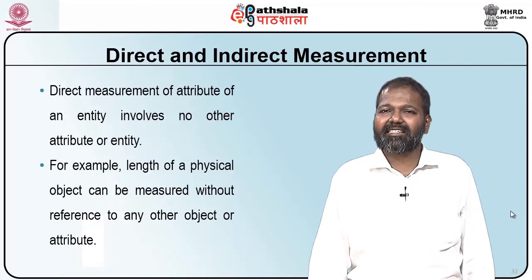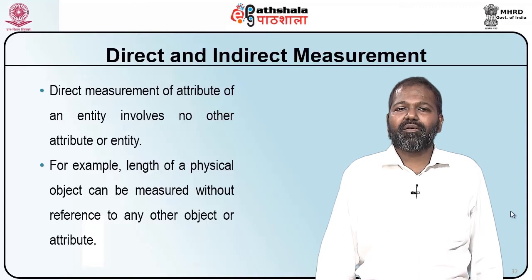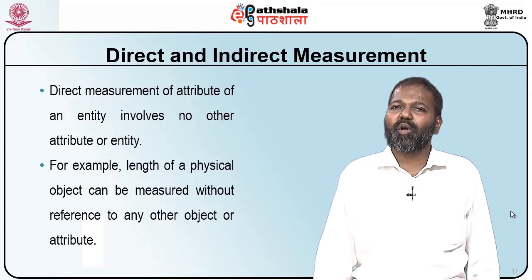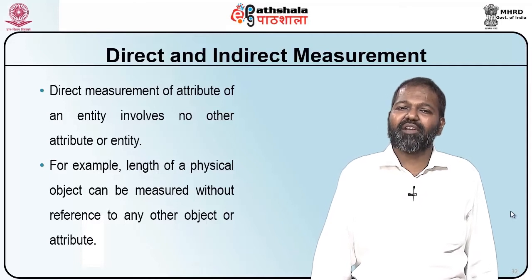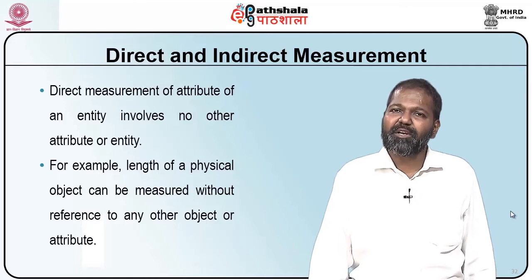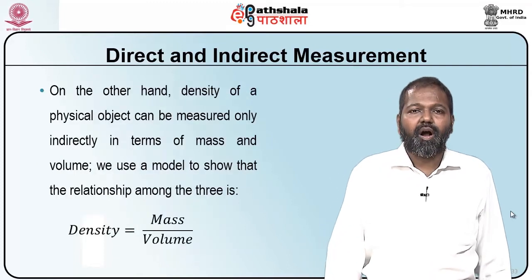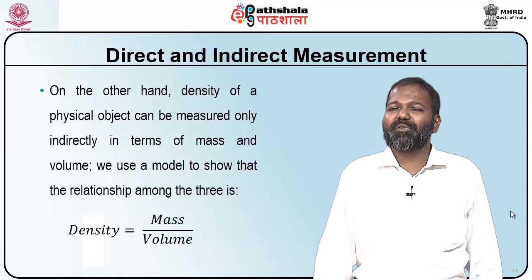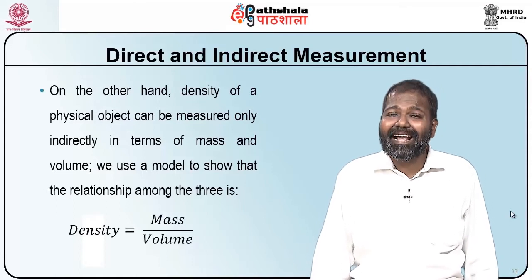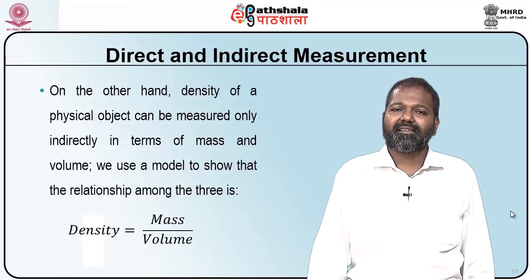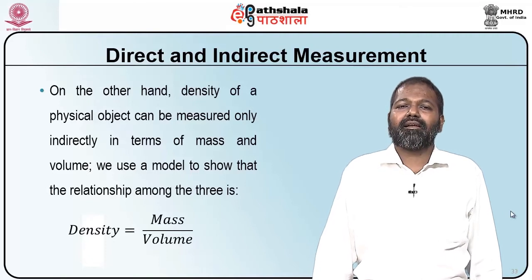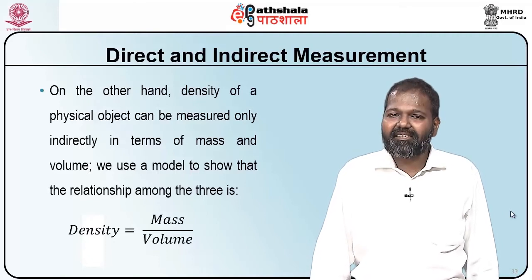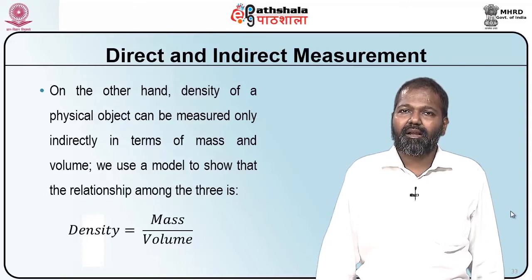Direct and indirect measurement. Direct measurement of an attribute of an entity involves no other attribute or entity. For example, length of a physical object can be measured without reference to any other object or attribute. On the other hand, density of a physical object can be measured only indirectly in terms of mass and volume. We use a model to show that the relationship among the three is density equals mass by volume.